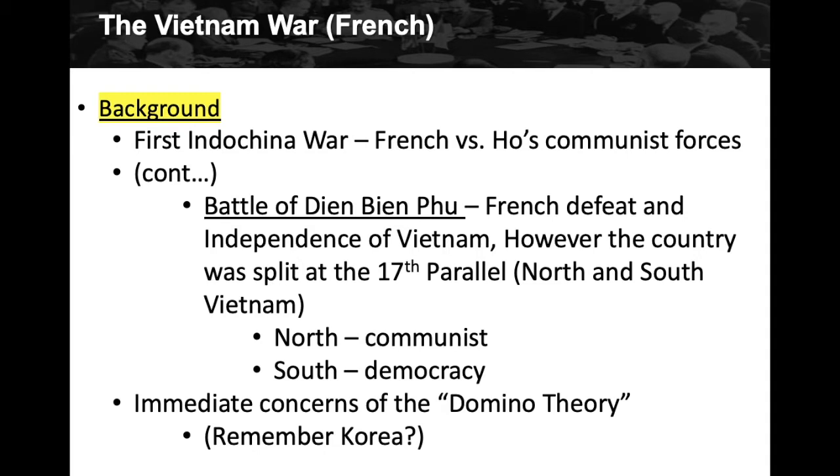Well, that's what everyone's afraid of now, because the North, who was controlled by Ho Chi Minh, is now communist. And when Vietnam became independent, the negotiations basically split it, where it was communist North and a democracy in the South. So much like Korea, if you remember Korea, that's exactly what took place. That was at the 38th parallel, but this is at the 17th parallel. So there's immediate concerns of the domino theory. So basically, it's looking like going into another war, like the Korean War.